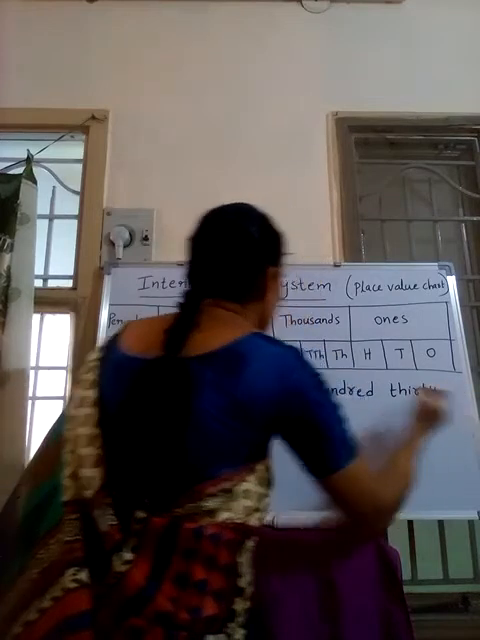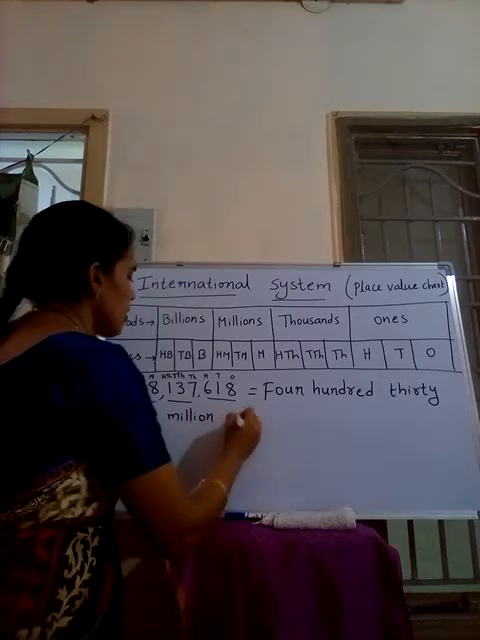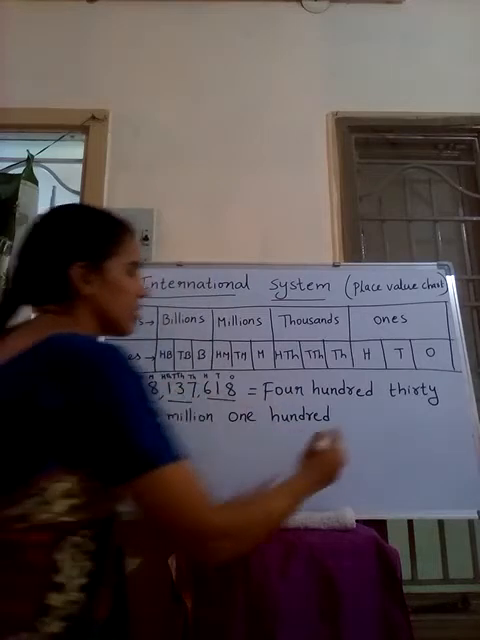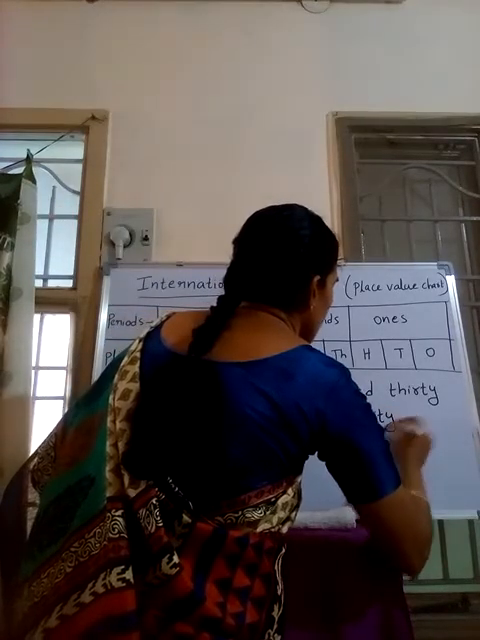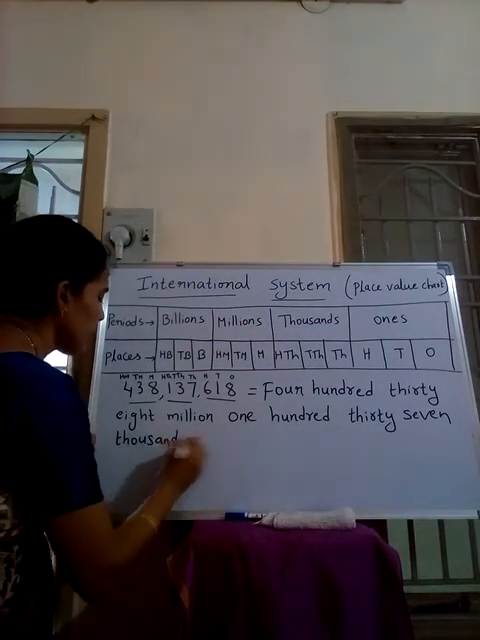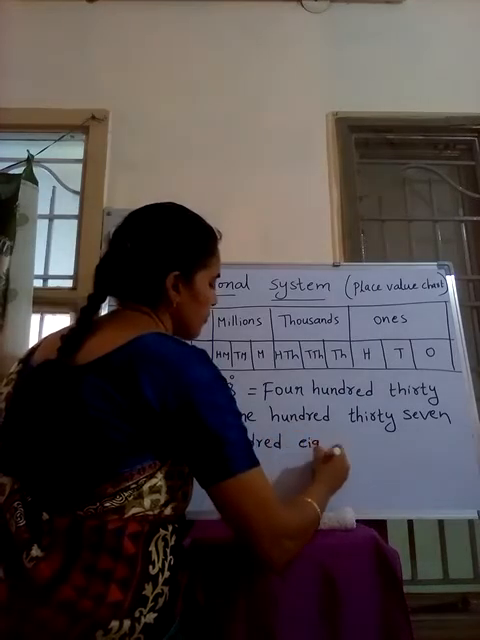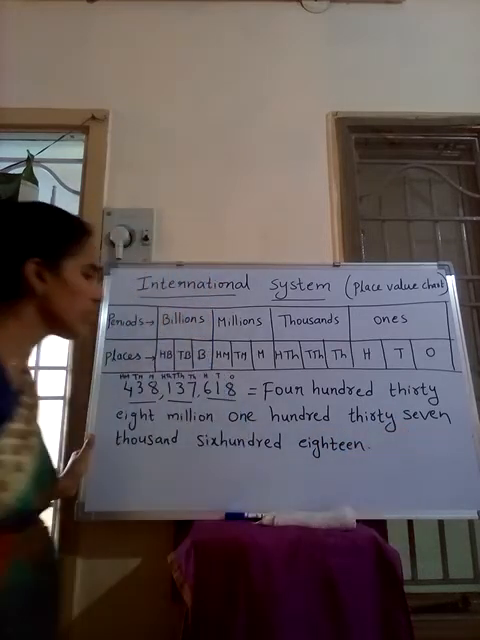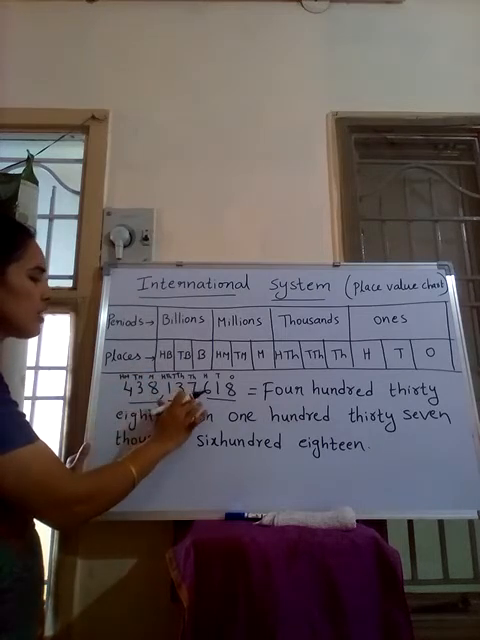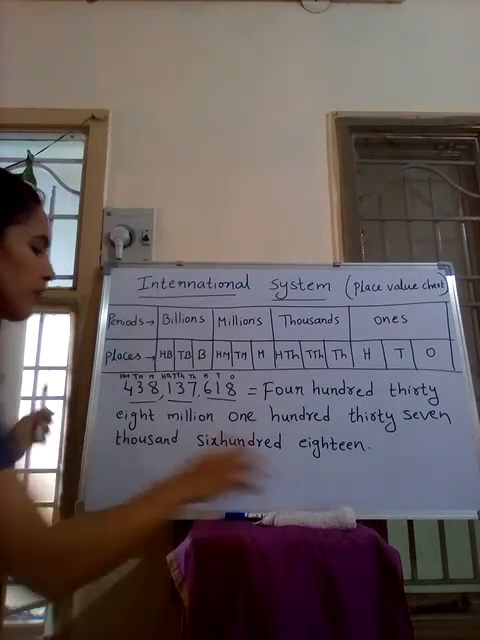438 million, 137 thousand, 618. Okay, is it clear how to write the number name? 438 are under millions, so 438 million. 137,618: after 3 digits we have to place a comma in this system, remember. Now let us take one more example.